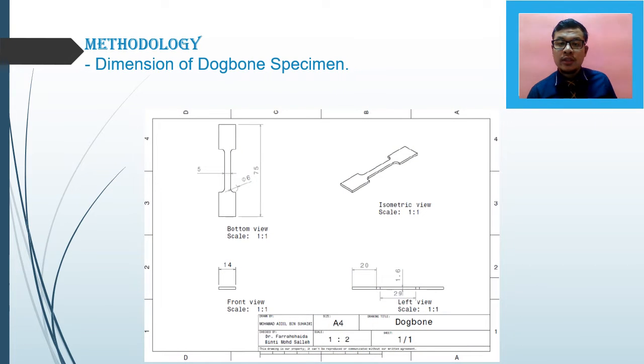For the methodology, here is the dimension used to create the dog bone specimen, where 75 mm in length, 1.6 mm in thickness and 14 mm in breadth was created using the CATIA software.